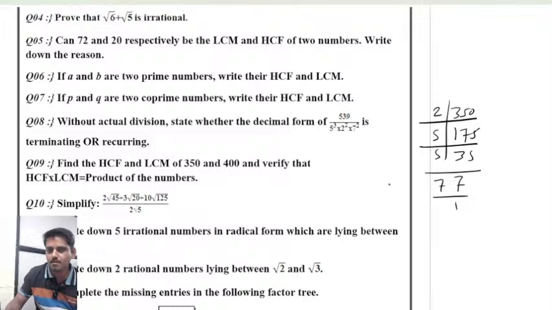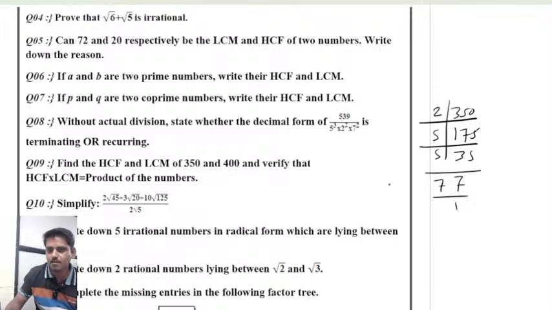Same for 400. It is an even number, so we can divide by 2, 200, divide by 2, 100, divide by 2, 50, 2, then 25, 5, then 5, 5 and 1. So we can say 400 is 2 raised to 4 into 5 square. And now HCF is the minimum powers: 2 raised to 1, 5 square, 7 raised to 0, that is 2 into 25 into 1, so it is 50.